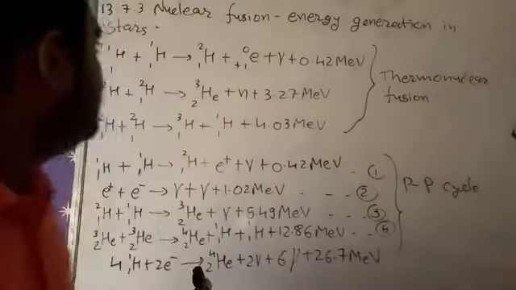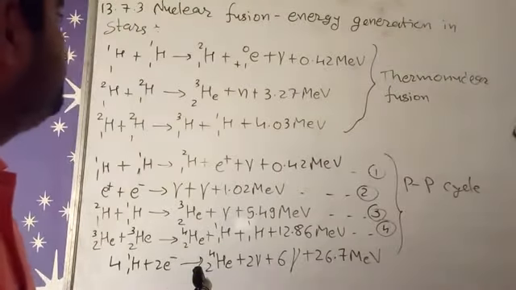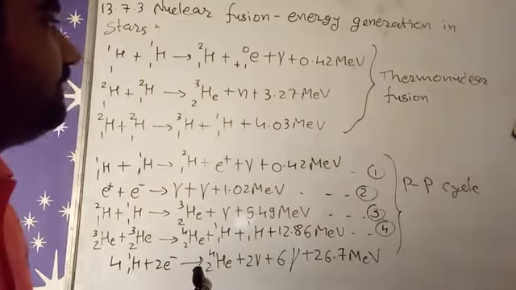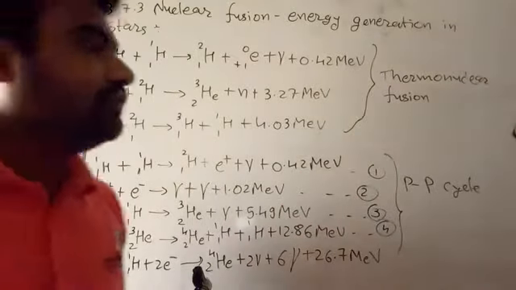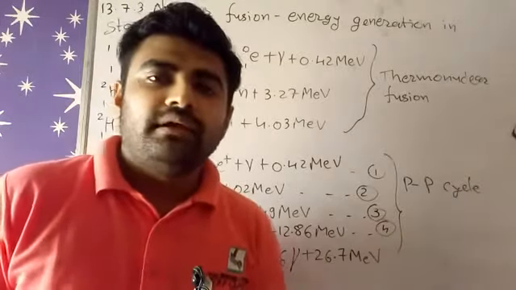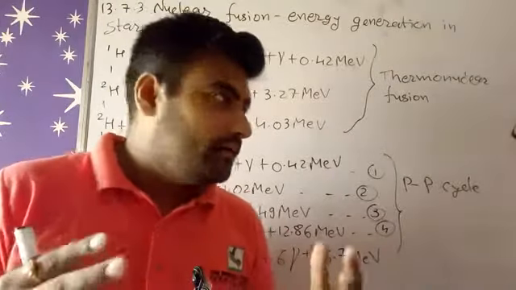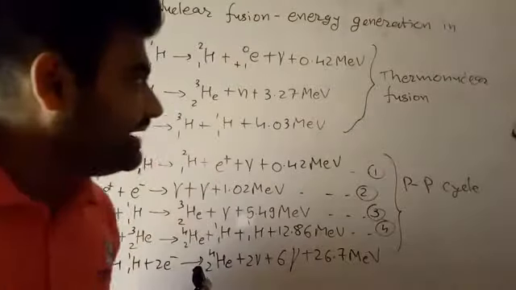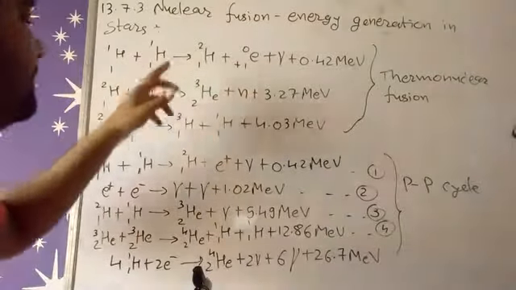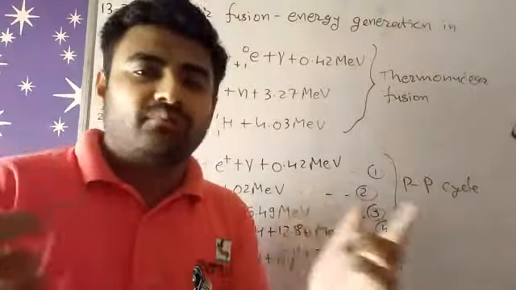So today our topic is nuclear fusion energy generation in stars. First we have to start from thermonuclear fusion. This fusion process is because of sun rays, because of the sun's heat energy. It starts from hydrogen. We know that hydrogen is in our atmosphere.